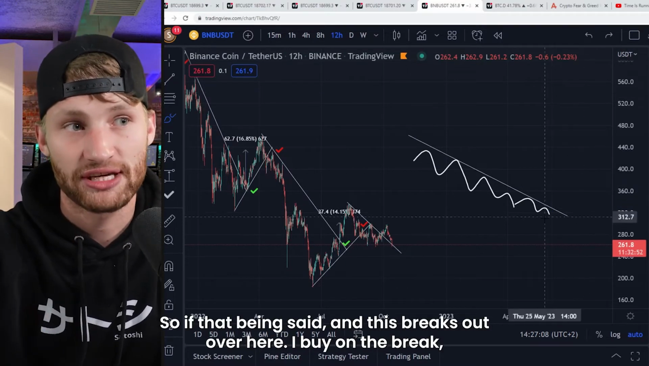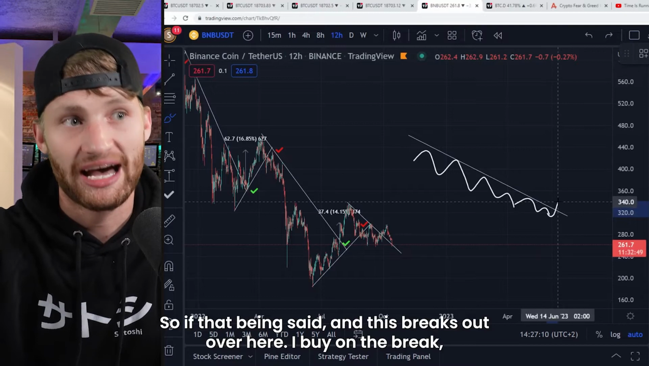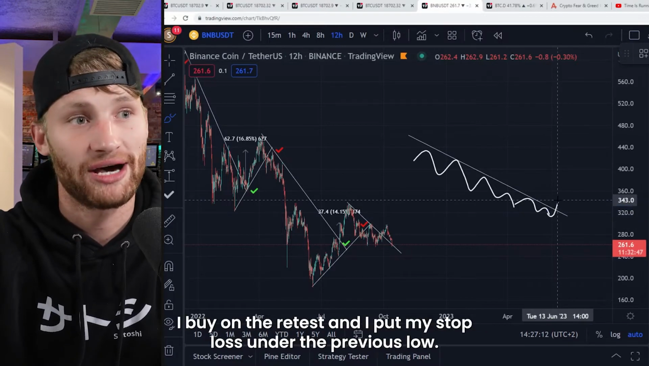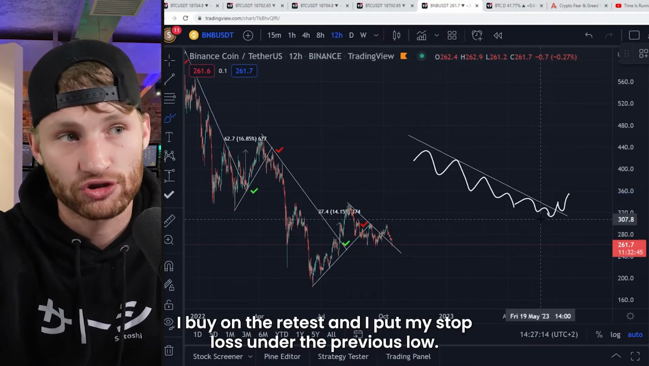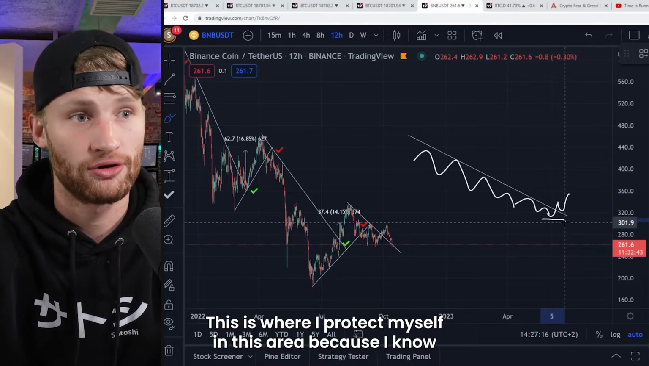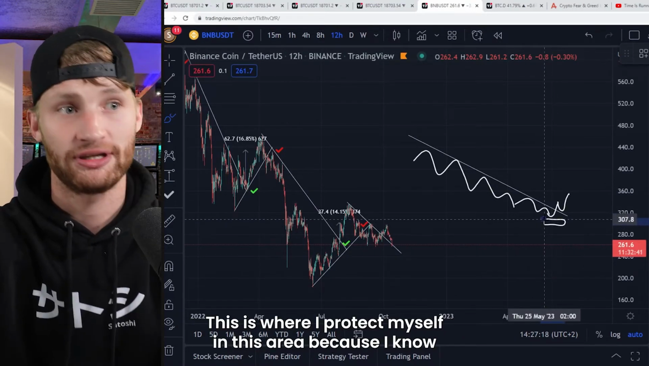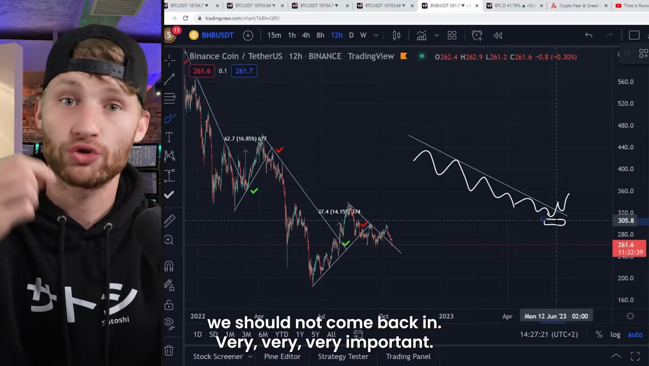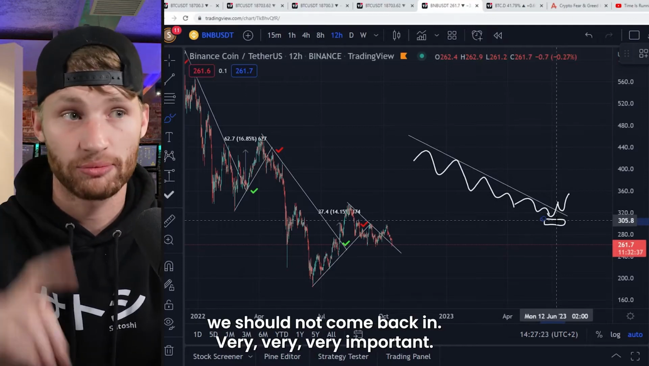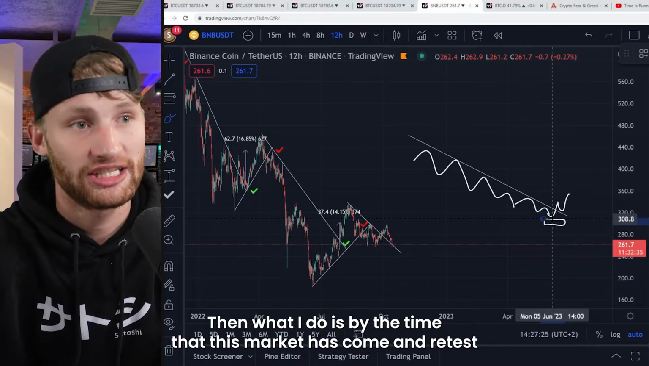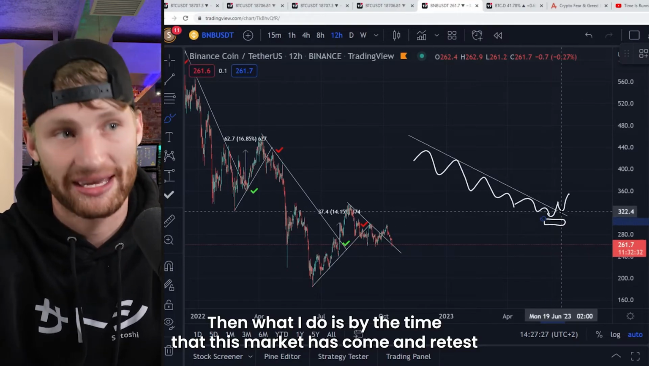So if this breaks out over here, I buy on the break, I buy on the retest, and I put my stop loss under the previous low. This is where I protect myself in this area because I know we should not come back in. Very, very, very important.